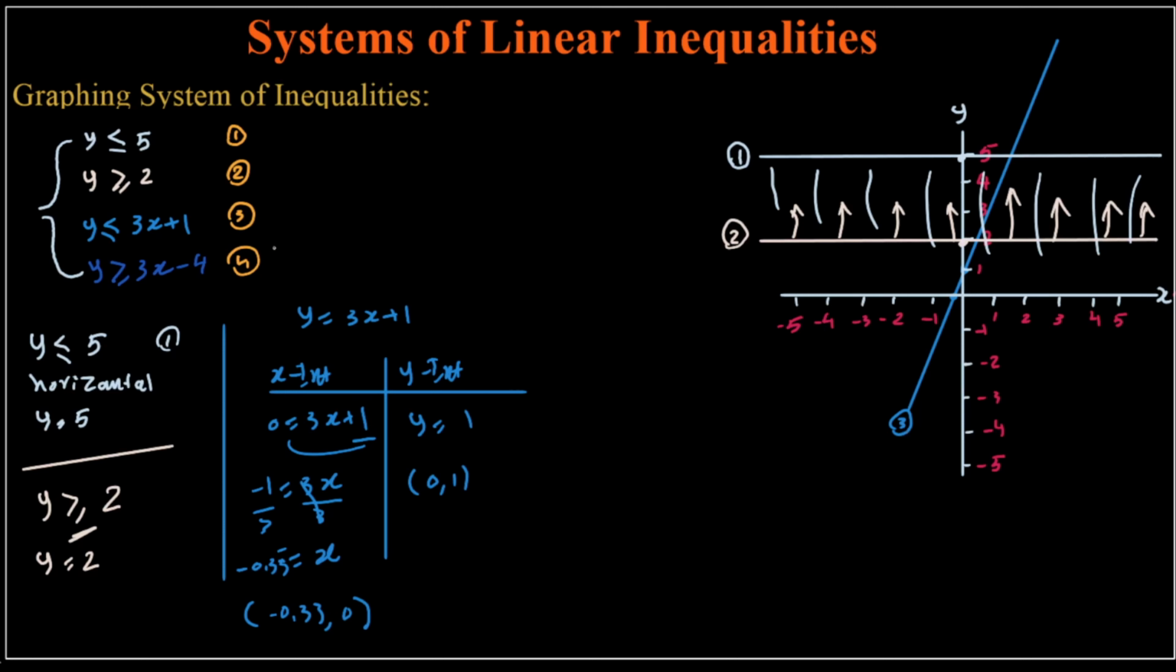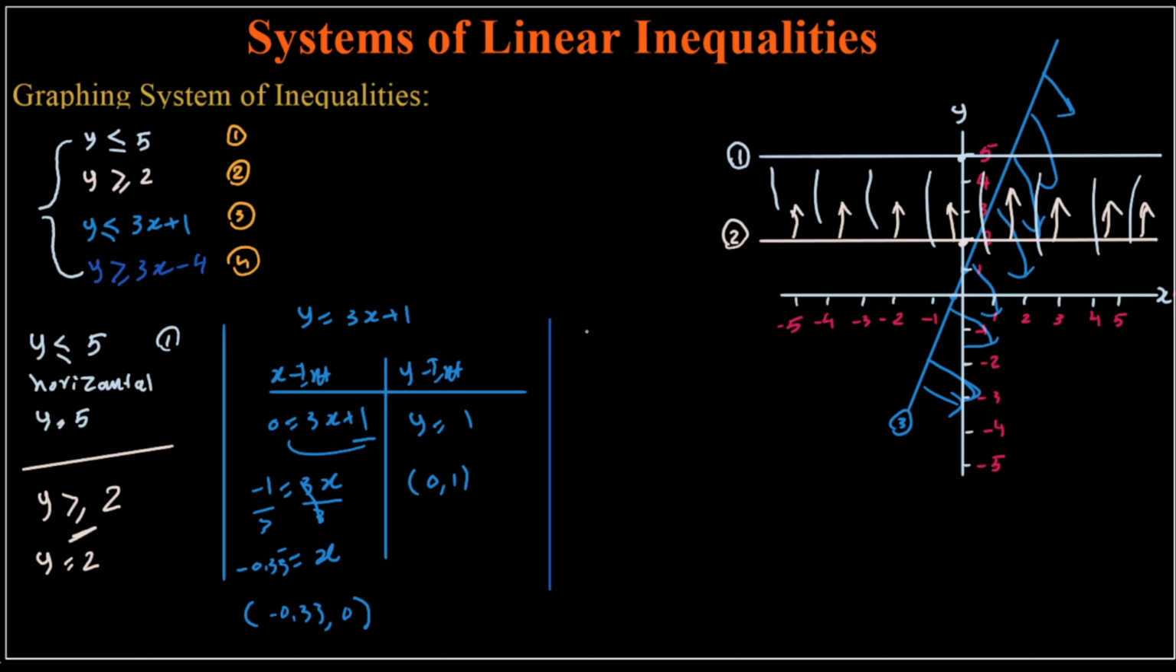How can we find our solution part? As I told you, we have two ways. The first way, we can say that y is less than a number, so it comes for the negative part, so it comes down. So our solution part is this part for the third one.